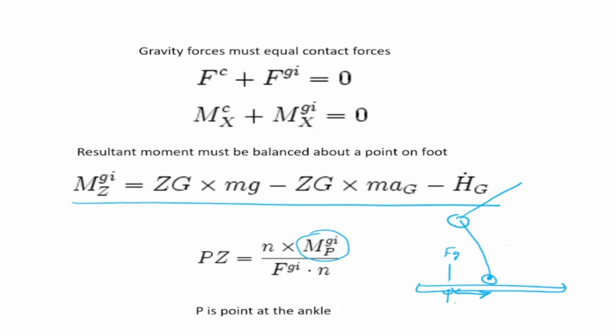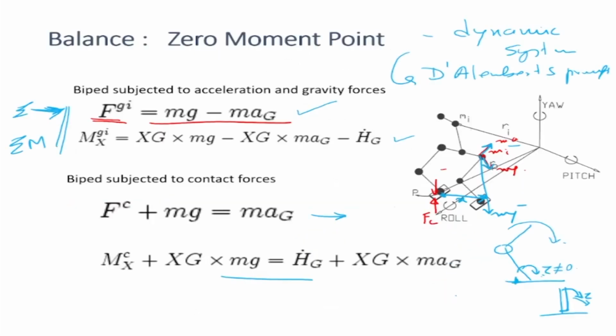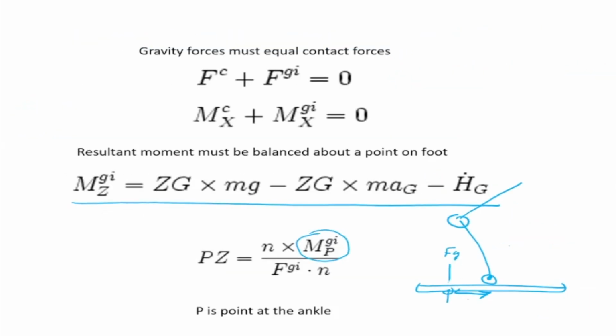Okay, so there is a force, and this force times the distance will cause a moment on this side, and there is a moment acting on the other side. So these two have to be balanced. Okay. So how do we find this distance pz? We simply take pz equal to the moment divided by the force. So this gives us the distance, which is pz.